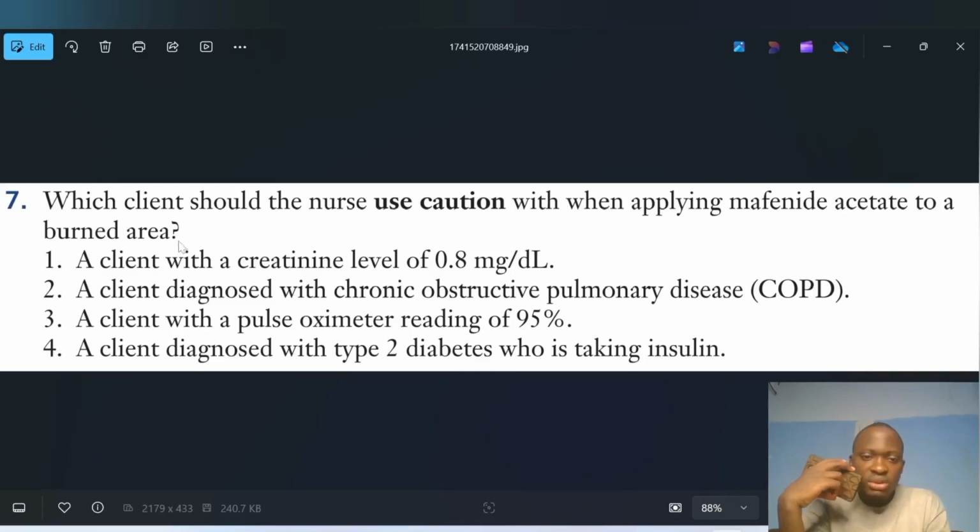So in this scenario, number 2 would be the answer. Number 1, this is a normal level. Number 3, normal pulse level. Number 4, this is expected. Of course, someone with diabetes is supposed to take insulin. Mafenide acetate has nothing to do with that.